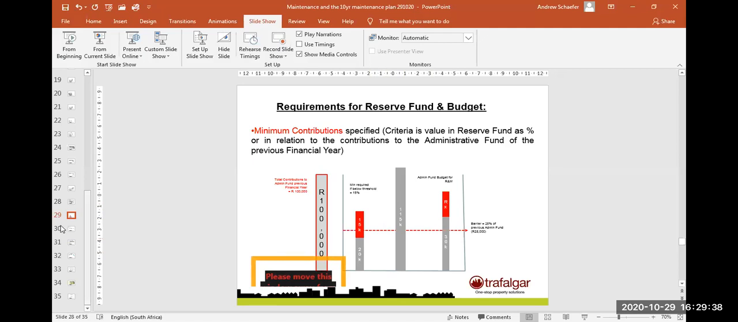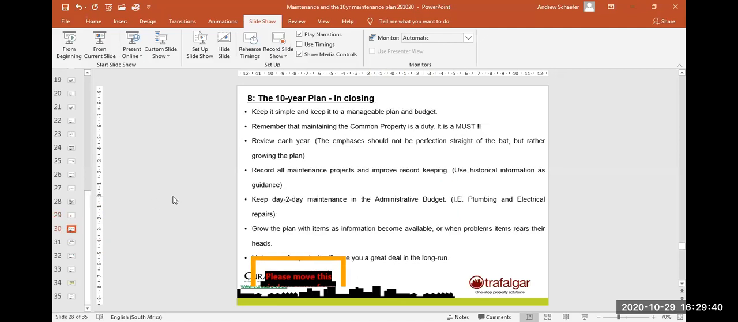Then finally, I can close off before we look at our case study by saying, I would encourage you to keep it simple, sweet, and manageable. Get a plan on the table that you can work on and grow. Remember that maintaining the common property is a duty, it's a must. We as trustees must maintain it and report back to our owners.